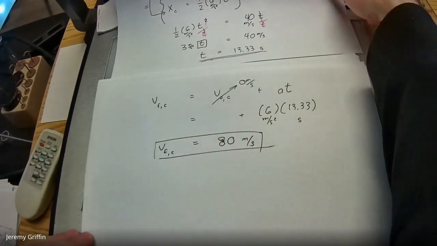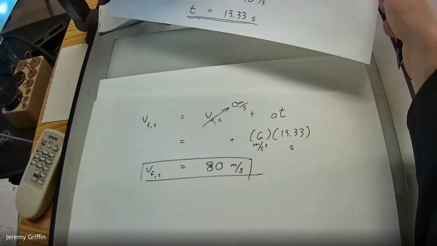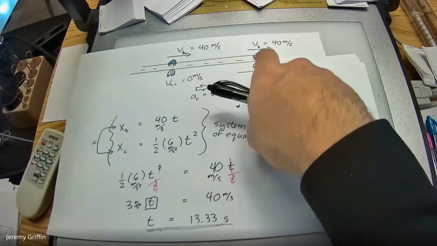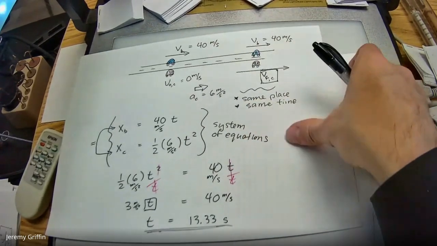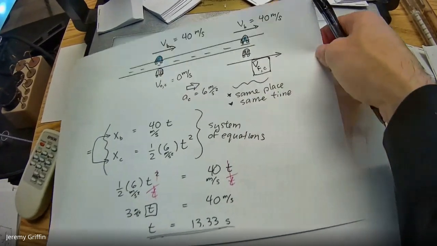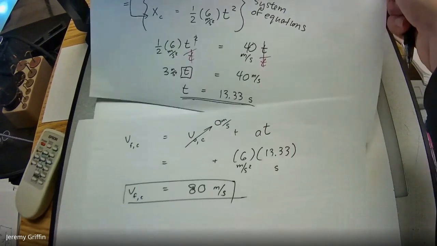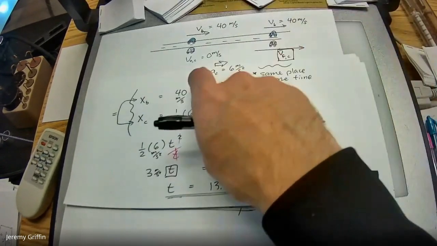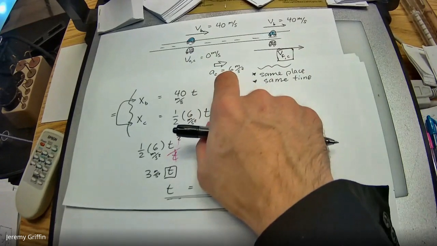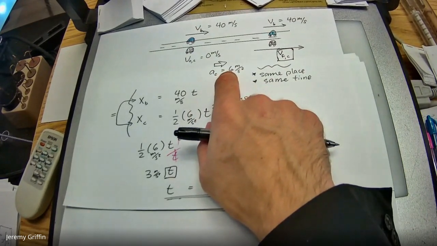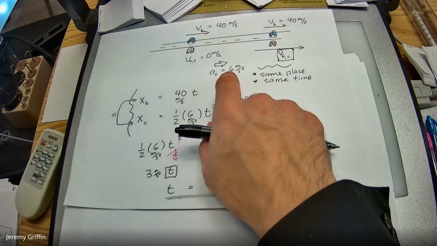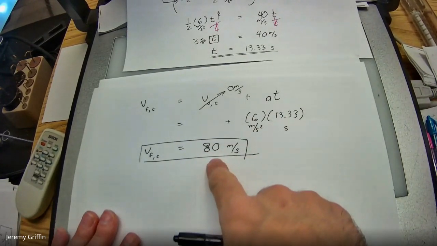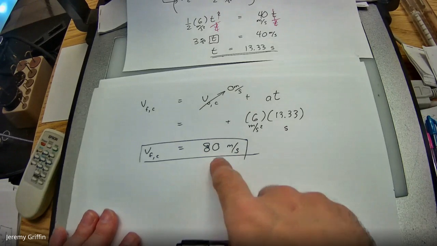Now, take a look at that speed, 80 meters per second, compared to the blue car, which was going 40 meters per second. You guys see that's a 2-to-1 ratio? Are you ready for a crazy concept? Do you think I could have made the cop car accelerate at any value? I picked 6 meters per second squared, but I could have made that 5 or 15 or any number, and the answer to this question is always going to be twice the speed of the blue car.